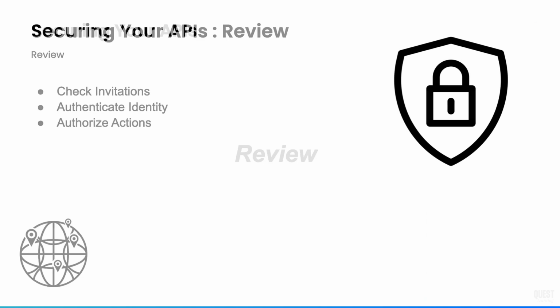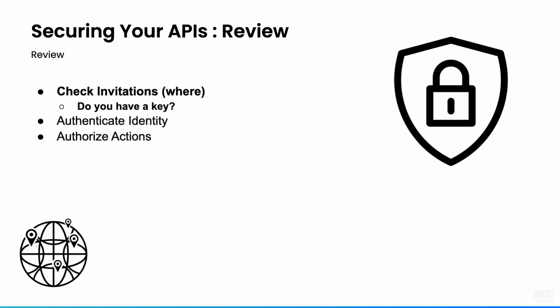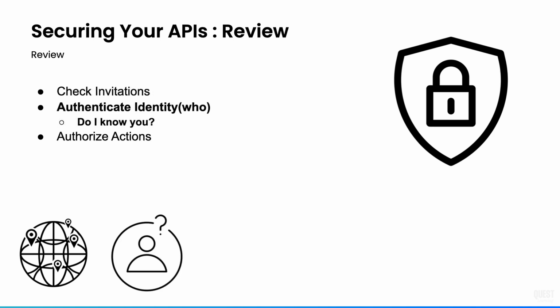Okay, let's review. We talked about three things in this module: checking invitations, authenticating identity, and authorizing actions. The check invitation step is the where step. Where are you allowed to go? Do you have an invitation? Do you have an API key? The next step is authenticating identity. That's the who step. Do I know you? What is your identity exactly? And let me see if you're allowed to be here with that invitation.